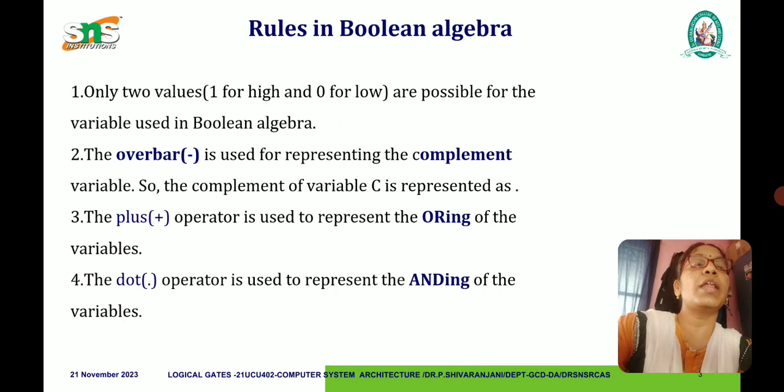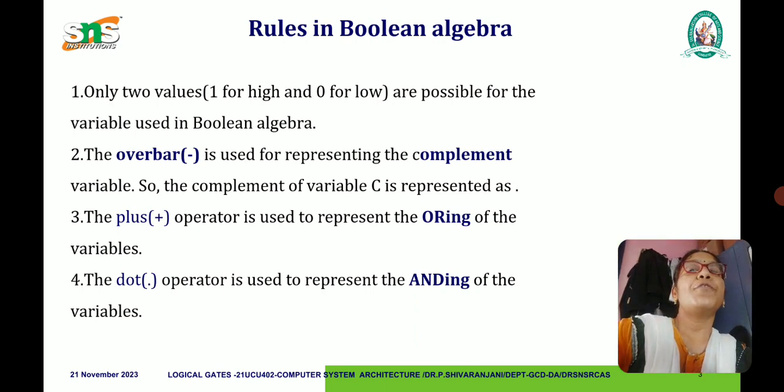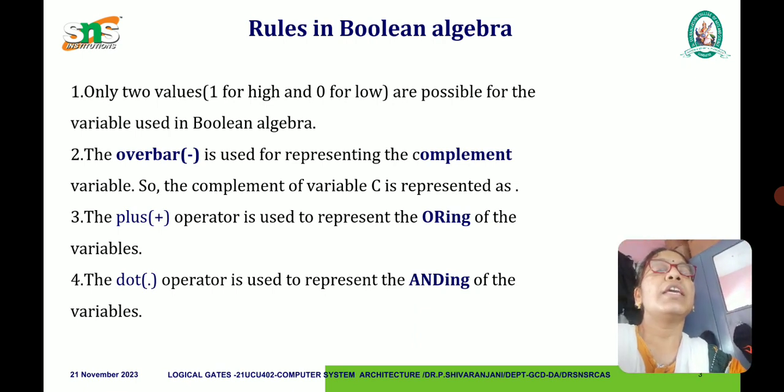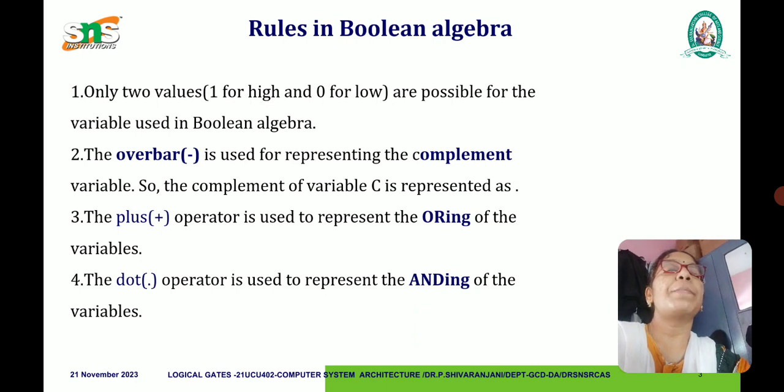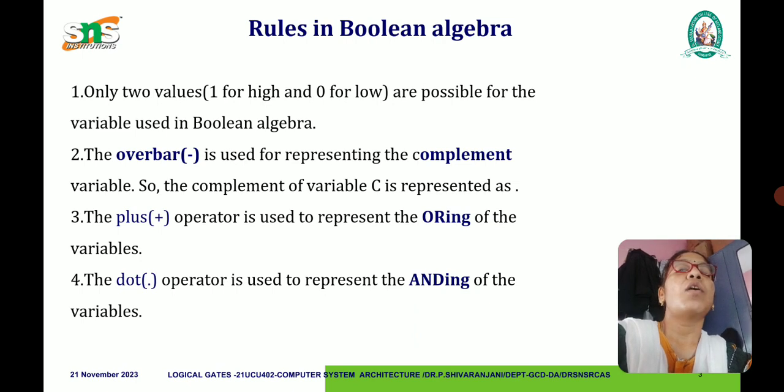The rules in Boolean algebra: only two values, 1 for high and 0 for low, are possible for the variables used in Boolean algebra. The over bar is used to represent the complement of a variable. So the complement of the variable C is represented with a bar. The plus operator is used for representing the ORing of variables. The dot operator is used for representing ANDing of the variables.